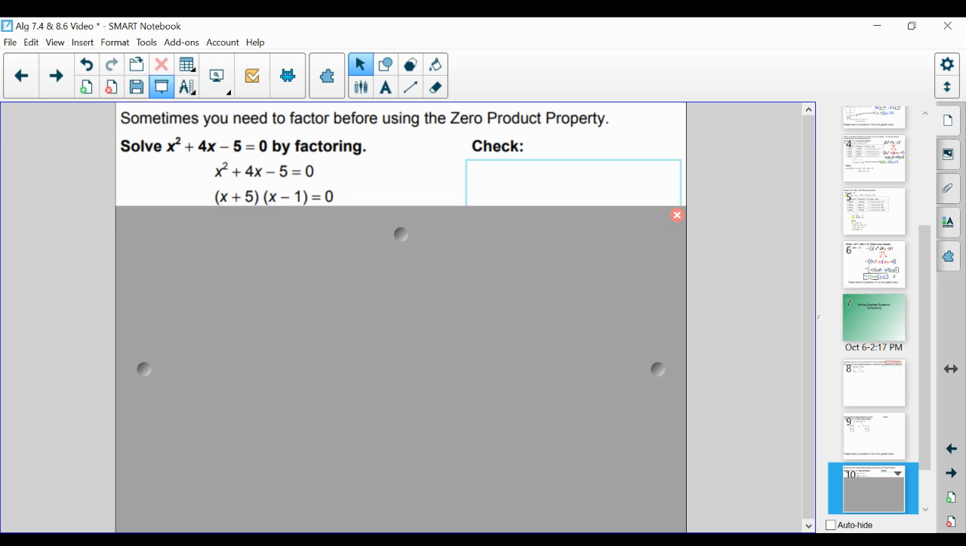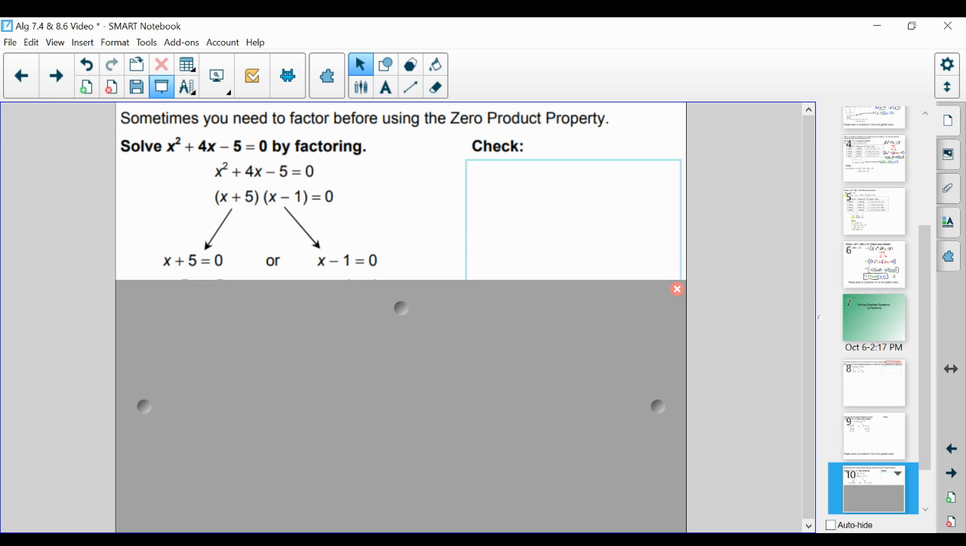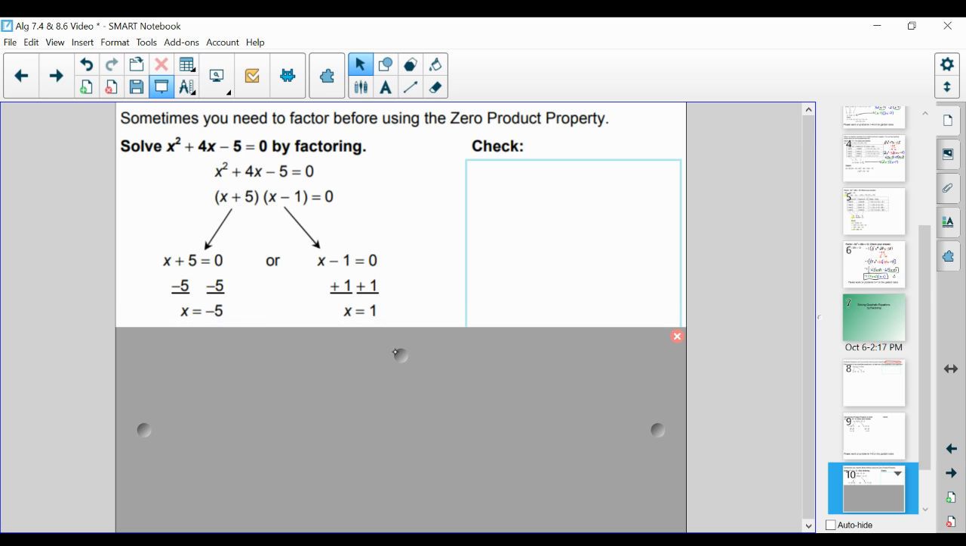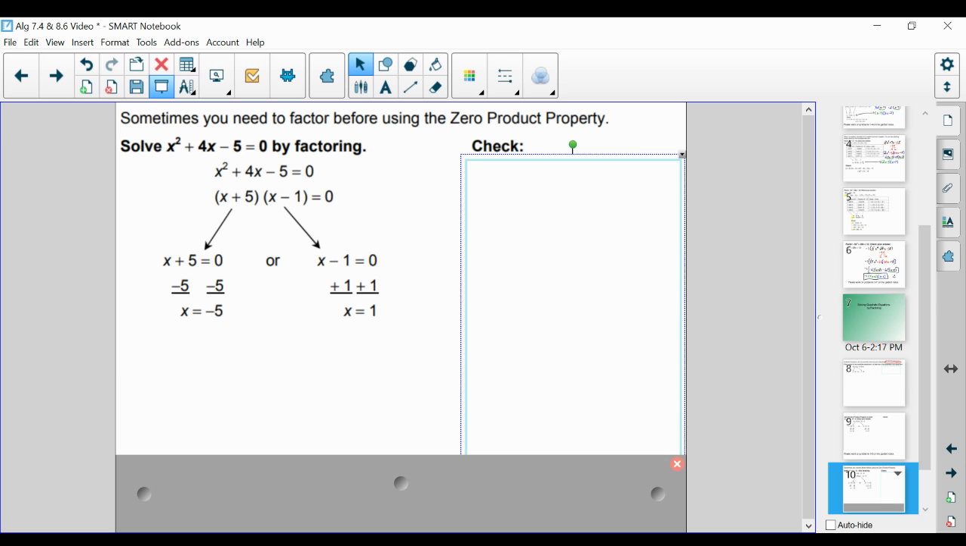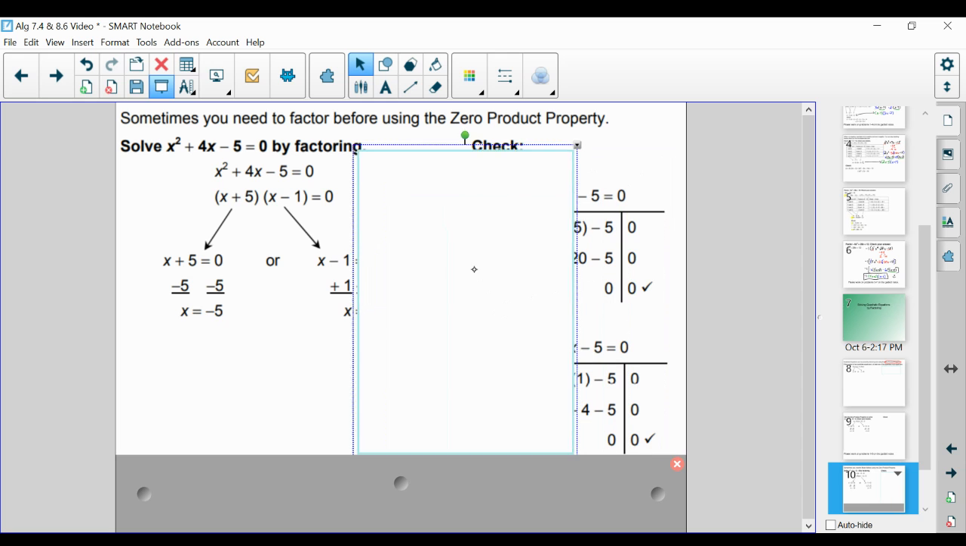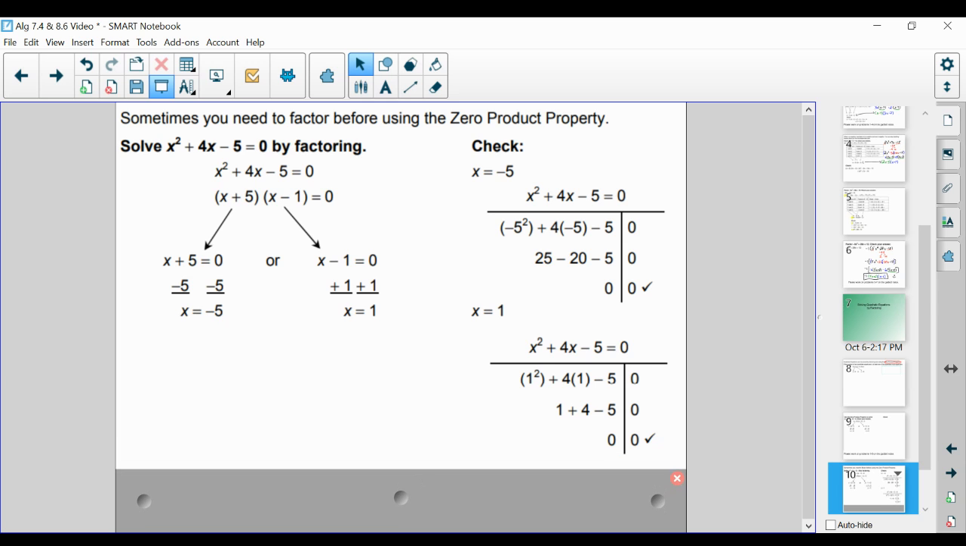We end up with (x + 5)(x - 1) = 0. So that means that x + 5 = 0 or x - 1 = 0. And when we solve, we get x is equal to negative 5 or x is equal to positive 1. When we check it, we plug it into our original quadratic, and we will end up with 0 when x is negative 5, and we'll end up with 0 when x is positive 1.